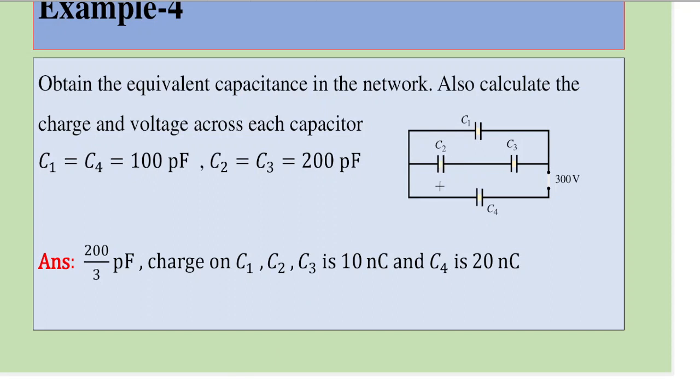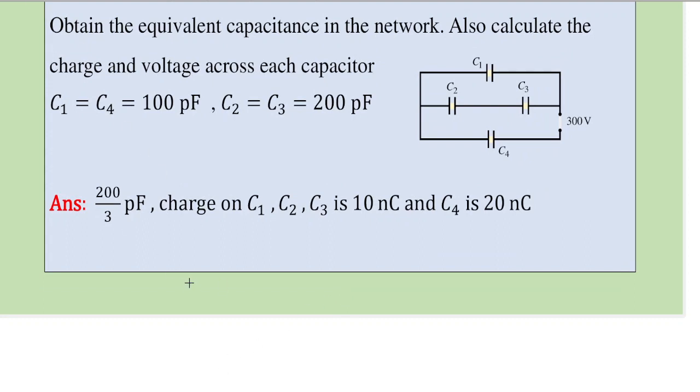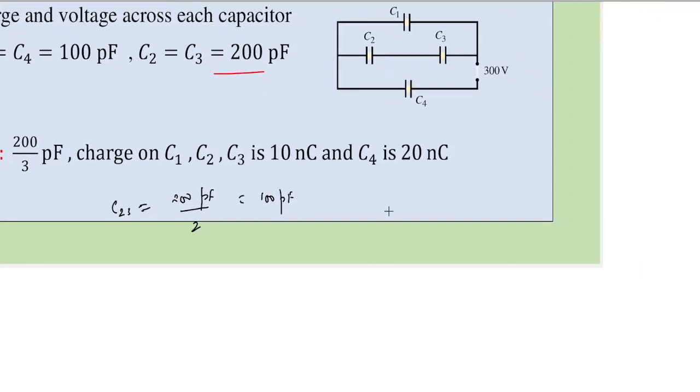C2 and C3 are in series, so the equivalent of C2 and C3, these are in series combination, and C2 and C3 have the same value. Therefore, this is equal to any one value, which is 200 picofarad by 2, because there are two capacitors in series. It's equal to 100 picofarad. So we have broken this first step. So we have one capacitor C1 and one equivalent here. Across this we have the battery connected.